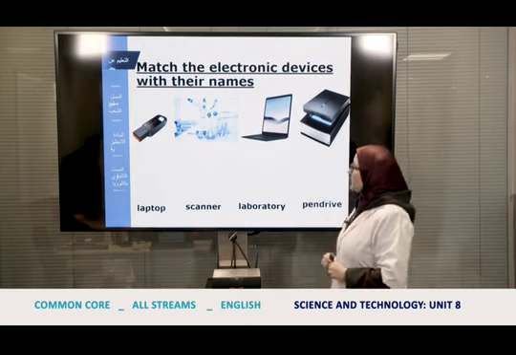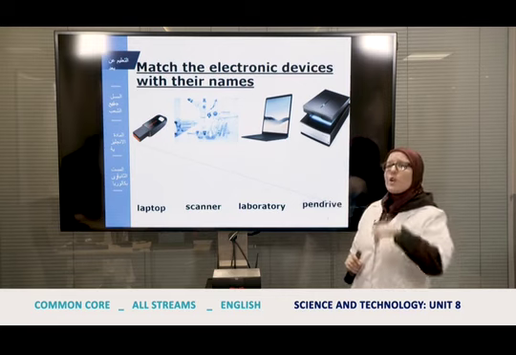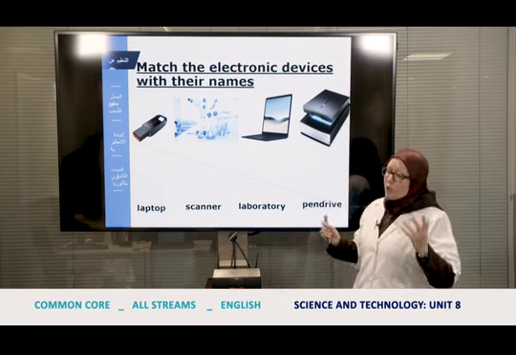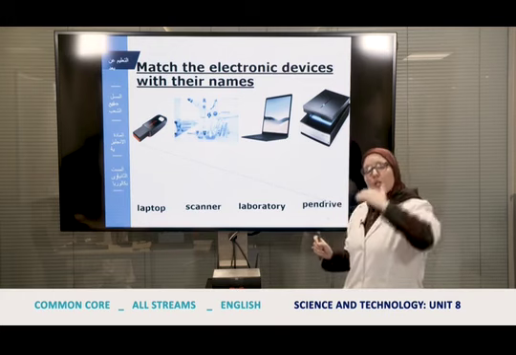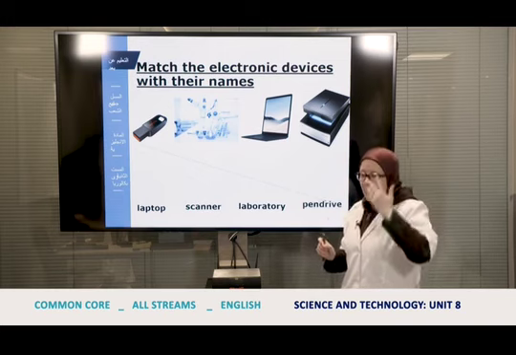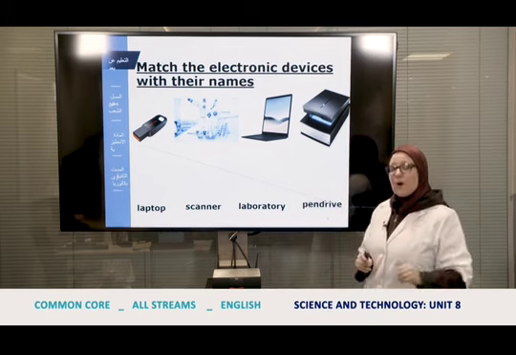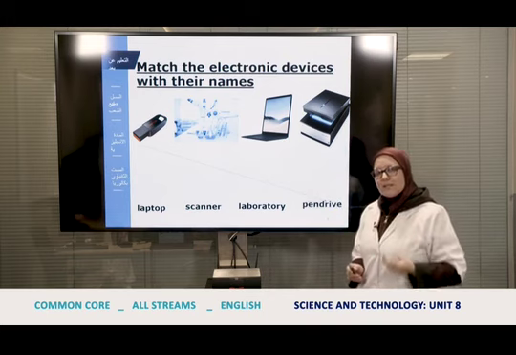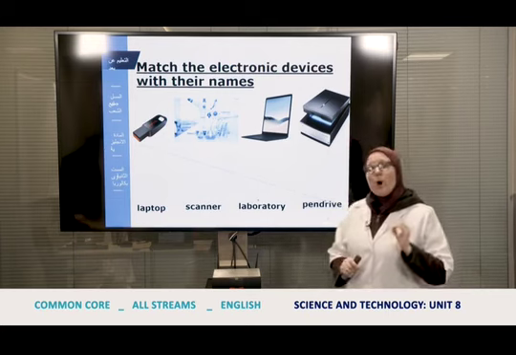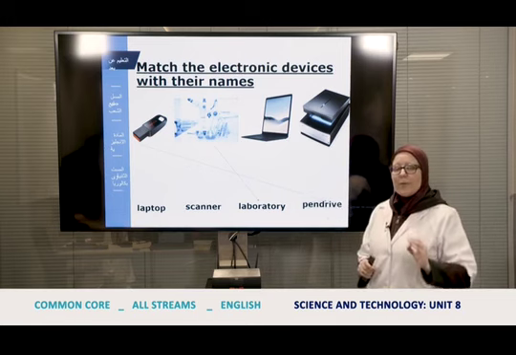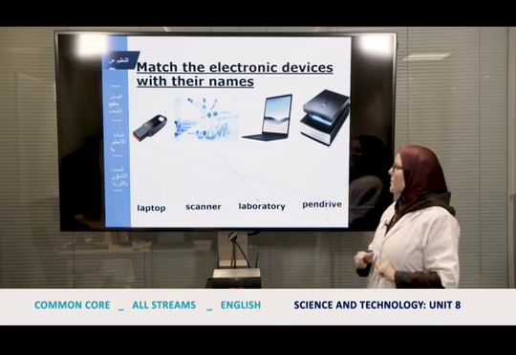So to correct, the first one is pen drive. A lot of people say flash drive, a lot of people say USB. So you're free to choose any word you want. So it's a pen drive. Whenever I say a word, try to repeat it after me. This way you will learn how to pronounce the word correctly. The first one is pen drive. Repeat, pen drive. The second one is laboratory. This is a laboratory. It's the place where we have scientific research.